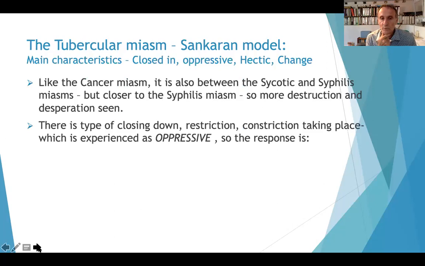So we've seen before this closing down, restriction. We know that restriction takes place in the physical disease of TB, the fibrosis in the lungs, breathing capacity is reduced due to the fibrosis, there's restriction and constriction. We might see it also in certain cases of chronic obstructive pulmonary disease as well.